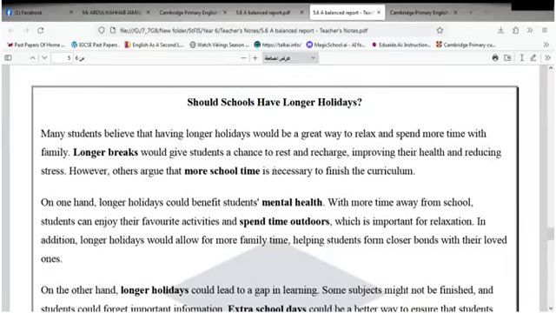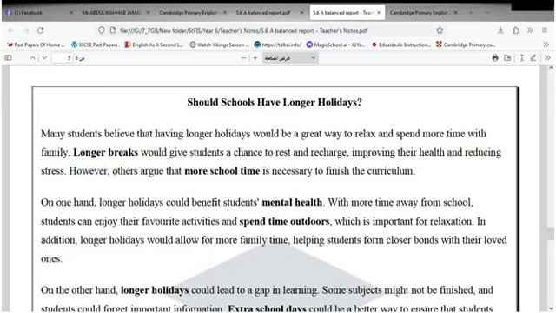An example or a sample of writing. Should schools have longer holidays? Introduction. Many students believe that having longer holidays would be a great way to relax and spend more time with family. Longer breaks should give students a chance to rest and recharge, improving their health and reducing stress. Look at using the list of three.